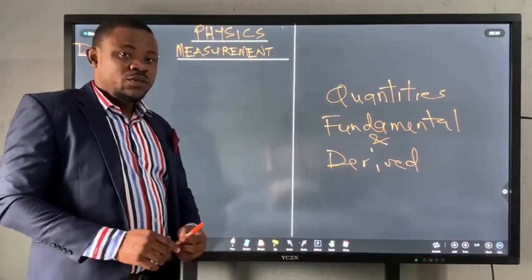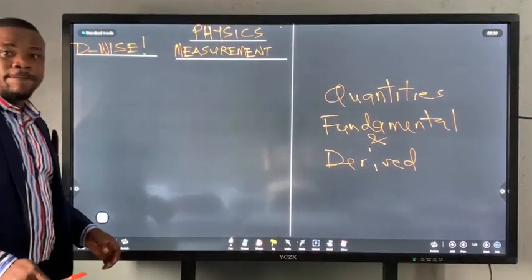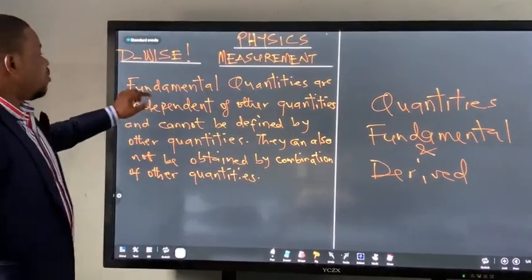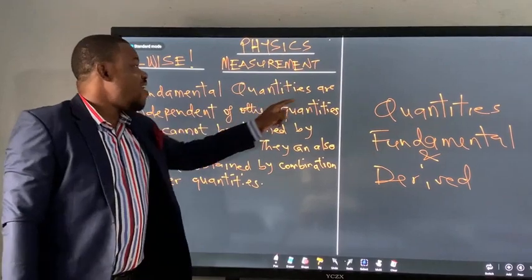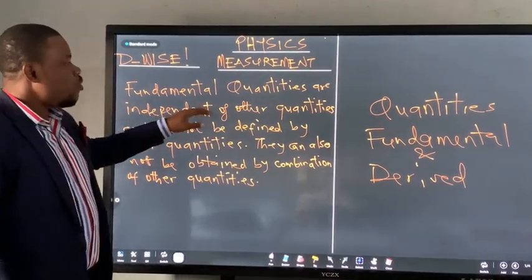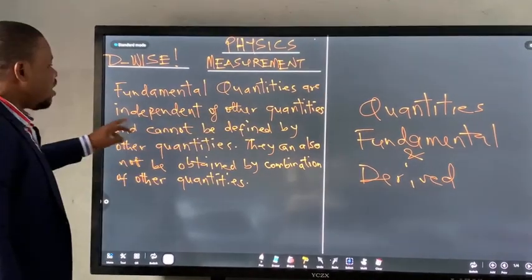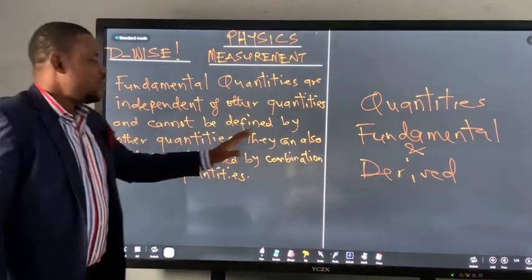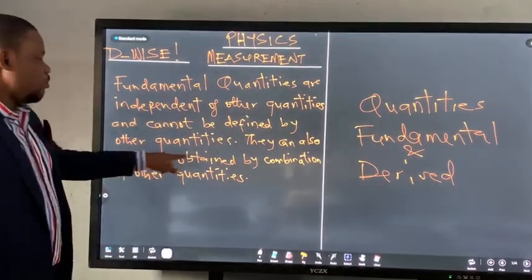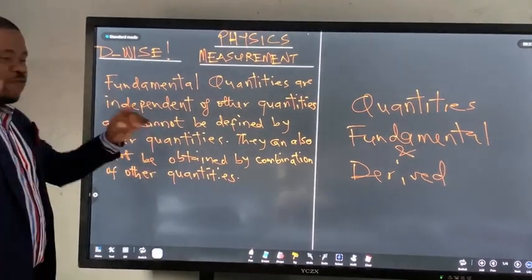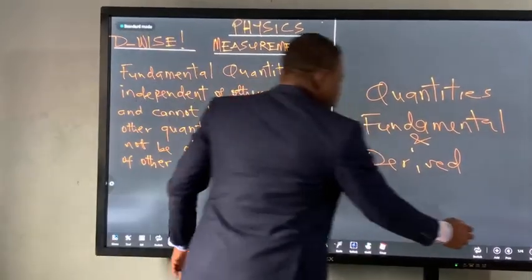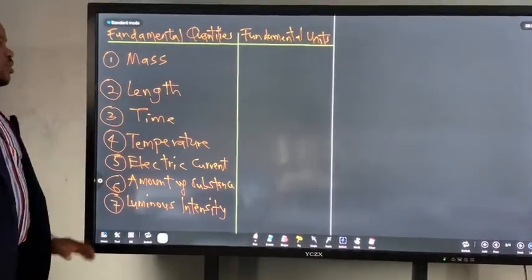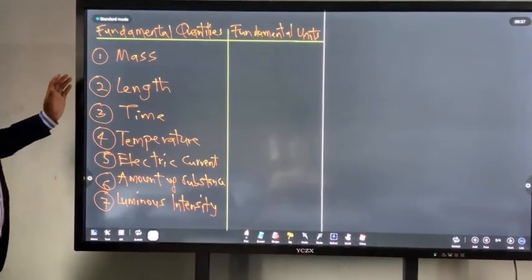Are you with me? Okay, like I said earlier on, fundamental quantities are independent of other quantities and cannot be defined by other quantities. They can also not be obtained by combination of other quantities. So let's see some of these fundamental quantities. I said I'll tell you about 7 of them, the 7 basic fundamental quantities.